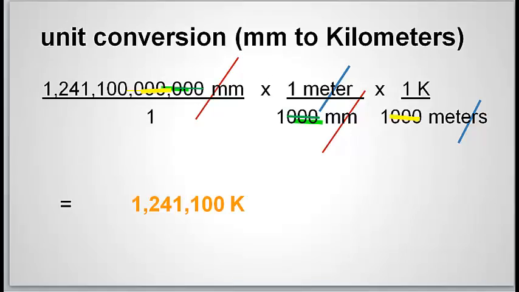The millimeter units cancel each other out, and the meter units cancel each other out, done in red and blue. Next, we can cancel out trailing zeros. This is done in green and in yellow. We will multiply what is left, so pi is 1,241,100 kilometers long, when the digits are each only 1 millimeter wide.